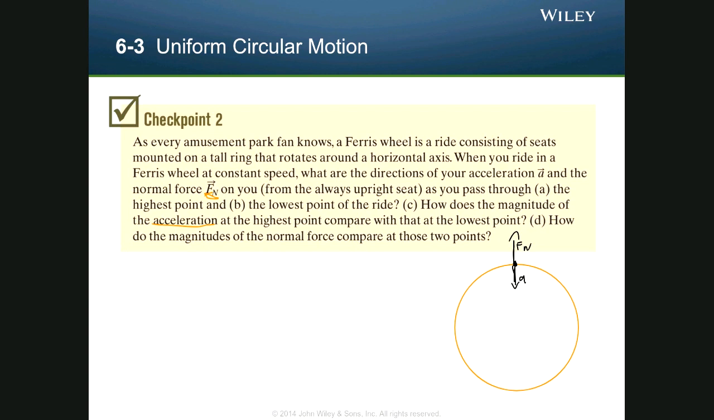But what direction would Fn point at the bottom here? Well, since you have a question mark, both go up. Yeah. So the normal force, remember you're sitting upright in the seat. So if that's true, the normal force has to be up. But the acceleration always points towards the center of the circle, so that must also be up.